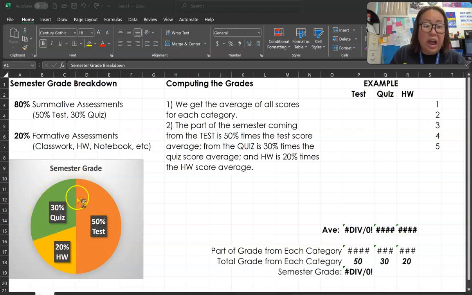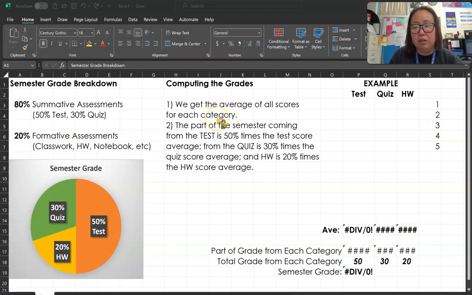As you can see, half of the semester grade is coming from the tests. This is the portion from the homework, and this is your quizzes. Now, mathematically, how are the semester grades computed? So first thing, we get the average of all the scores for each category. So every time we record homeworks, quizzes, and tests, PowerSchool already gets the average of all those scores by category.